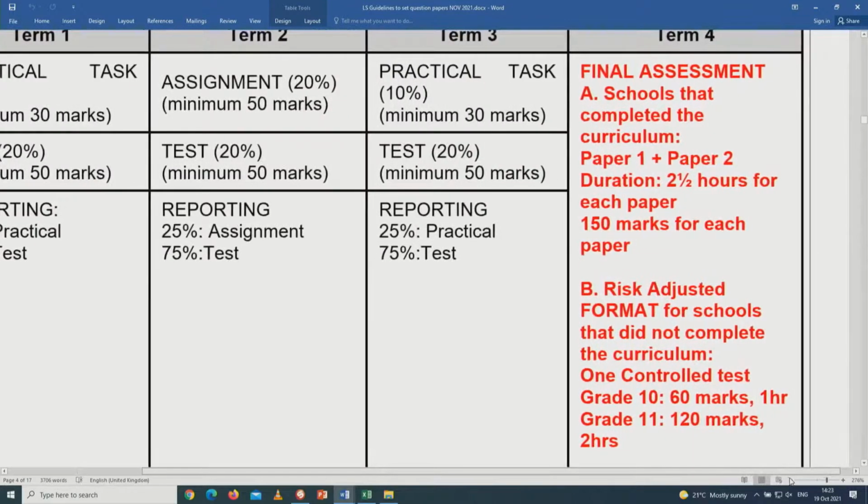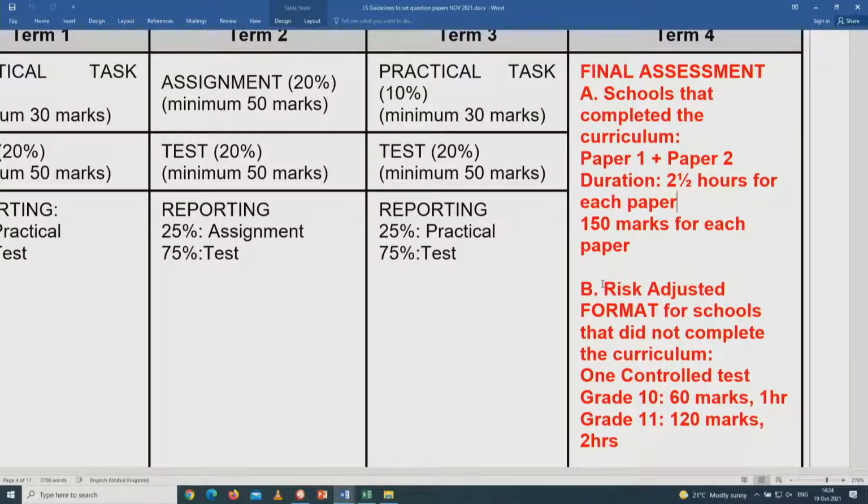After a discussion, also with our colleagues countrywide in our National Subject Committee, we have decided and agreed that we cannot stand in the way of a school or schools that completed the full curriculum and want to write a fully fledged paper 1 and paper 2 with grade 10 as well as grade 11. That will be allowed, with, of course, the recommendation in the circulars that we go for risk-adjusted formats, which means 2 tests.